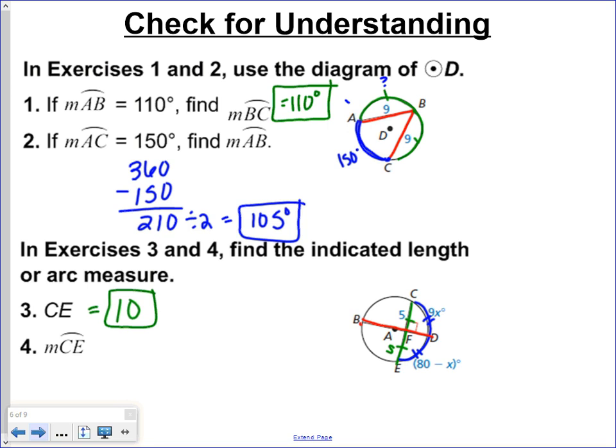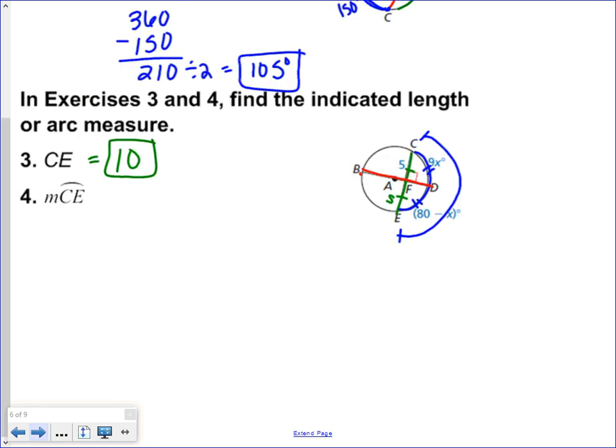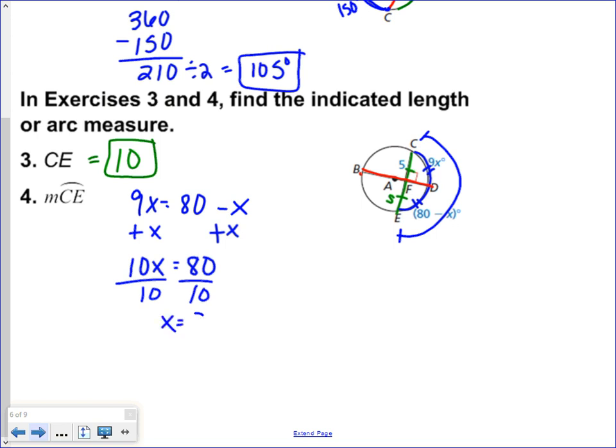All right, arc CE. Arc C all the way over to E. First thing I should do here is solve for x. What can I do with the expressions again? Set them equal. 9x equals 80 minus x. Add x to both sides, you get 10x equals 80. Divide by 10, and x equals 8.